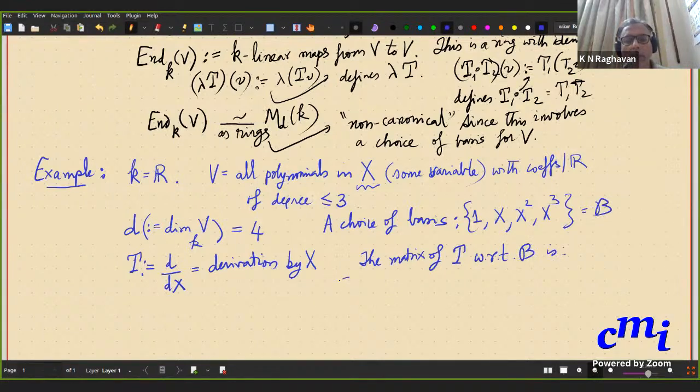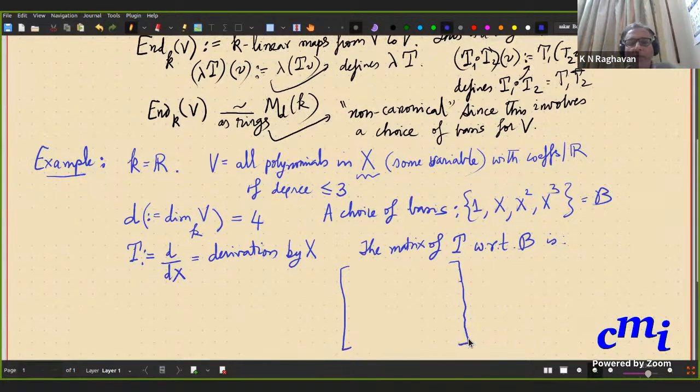Now, this involves conventions. What should be the size of this matrix? It's a D by D matrix, and D is 4, so it's a 4 by 4 matrix. Can somebody please tell me what this matrix is? Use your own conventions. I'm fine with any convention that you want to use. Somebody, maybe other than Annamalai. I know Annamalai would know this. What would be the matrix of T?